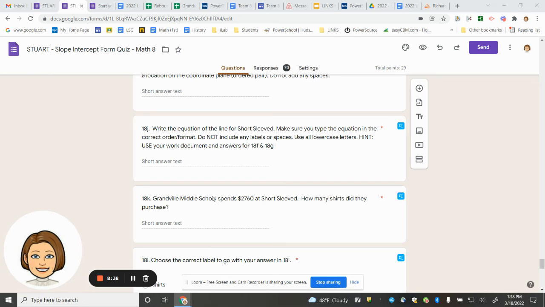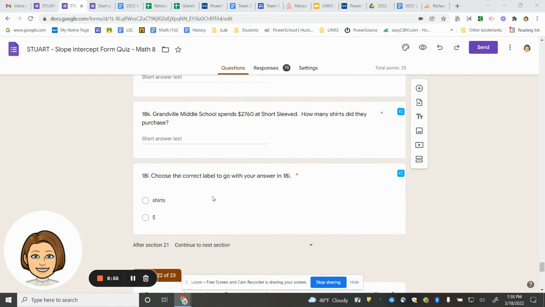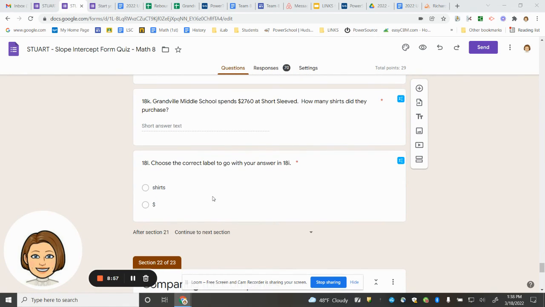18K, be careful. Granville Middle School spends $2,760 at short-sleeved. How many shirts did they purchase? So think about 2,760. Would you put that in for the X or for the Y? And then solve for the other variable. 18L, choose the correct label to go with your answer in 18I. So think about it. If you have to have shirts, what would your label be? Shirts or money?